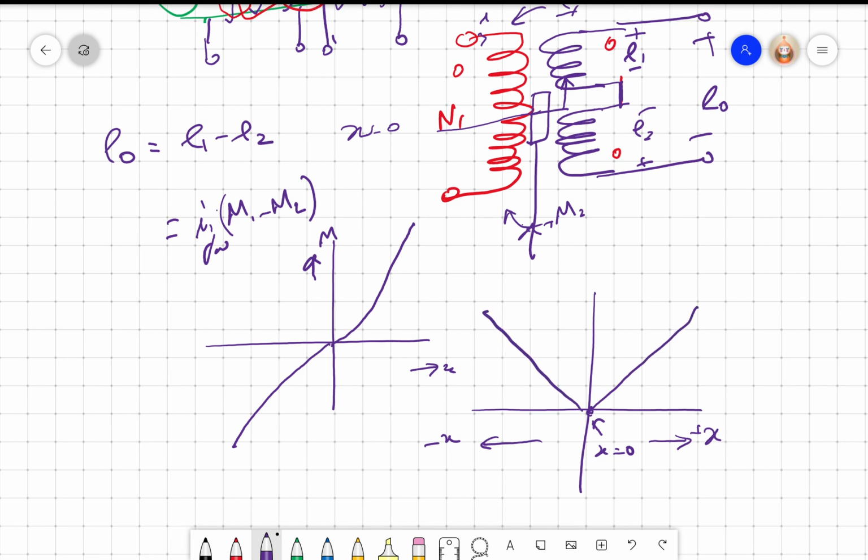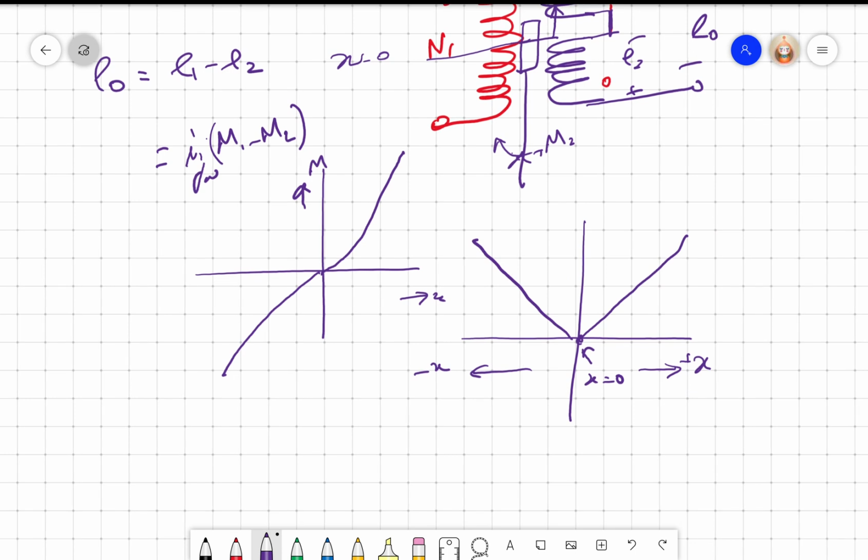Because again, please remember, we are assuming ideal inductances, right? In practical inductance, this will change. You will see what changes. And so here I will have E1 minus E2 will be positive, and here E1 minus E2 will be negative. That's all. This is just the magnitude of E1 minus E2.